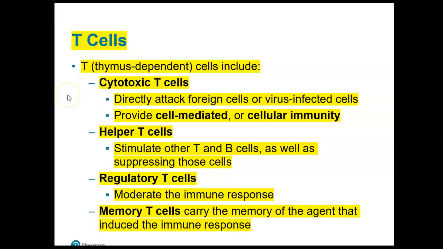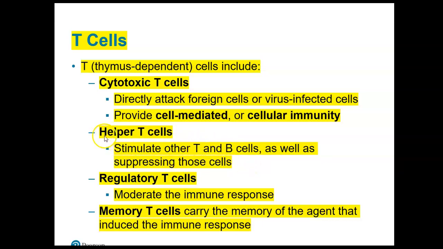So a little bit of information about the T cells, and T stands for thymus dependent. That means that even though they're produced in the red bone marrow, they are transported to the thymus to mature and differentiate into the different types of T cells. So cytotoxic T cells directly attack foreign cells or virus-infected cells. So they provide us with cell-mediated or cellular immunity. Helper T cells stimulate other T and B cells as well as suppressing those cells.